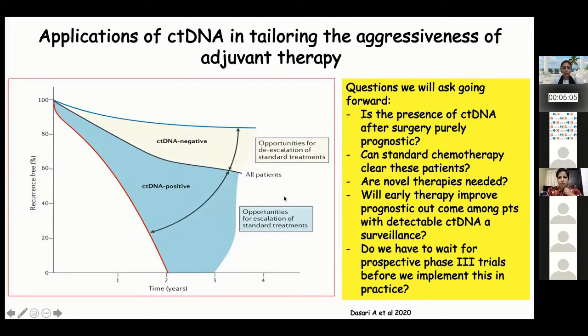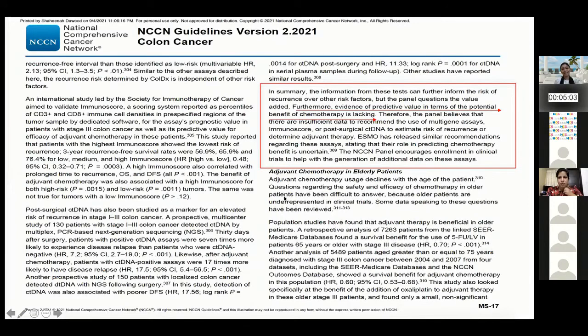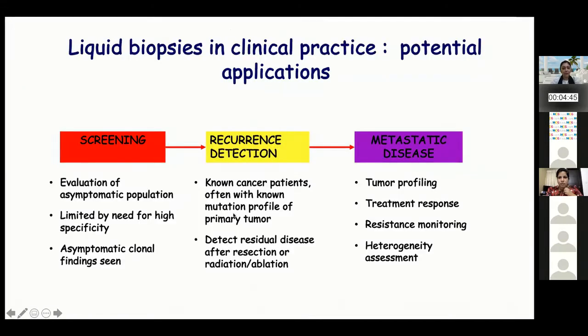But I just want to show you that the NCCN guidelines consensus opinion is that the evidence of predictive value in terms of the potential benefit of chemotherapy is still lacking. We know it is prognostic, but we don't know if it's predictive, and we don't know how to appropriately treat these patients. So I still think we have a long way to go before we implement it into clinical practice.